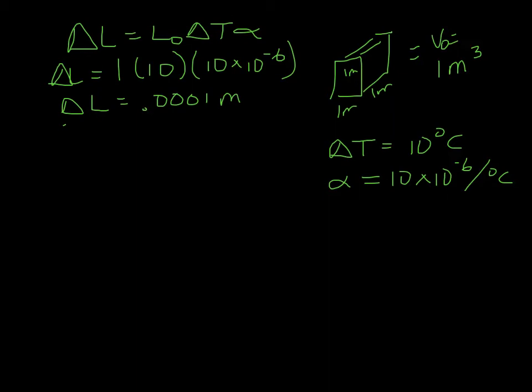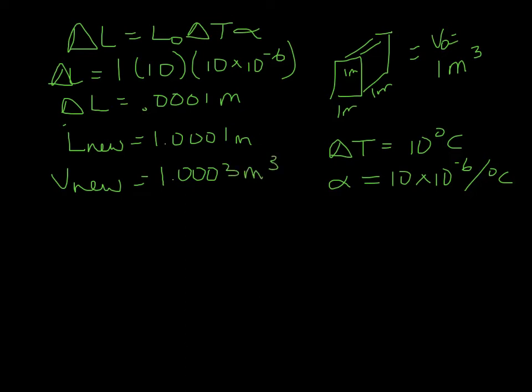So the length of the sides of our cube now is our change in length plus 1, our original length. So the new length is 1.0001 meters. So then we need to find our new volume. Our new volume will go length times width times height. And so we take 1.0001, and we cube it. And we find that we get 1.0003 cubic meters. Okay, so that's our new volume.